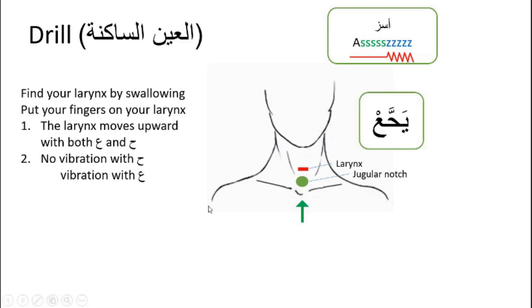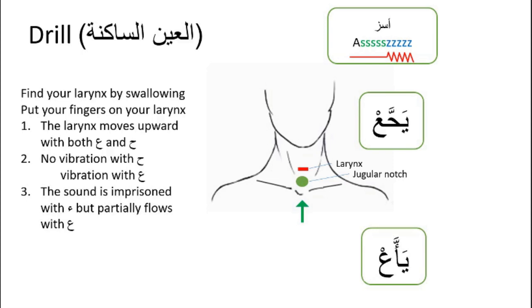But the difference is that you will feel no vibration with the letter Ha, but you will feel a vibration with the letter Ayn. So if you say Yaha, Yaha, Yaha, you can feel that the larynx moves upwards with Ha, and it should still be elevated when you pronounce Ayn, but then there was no vibration with Ha, and you start feeling a vibration with the letter Ayn.